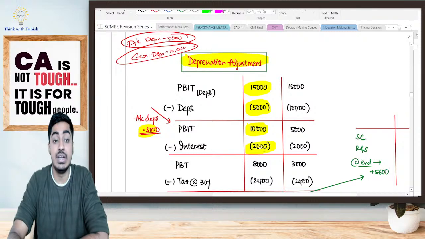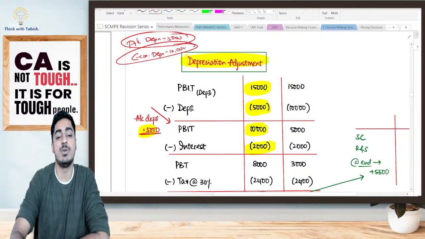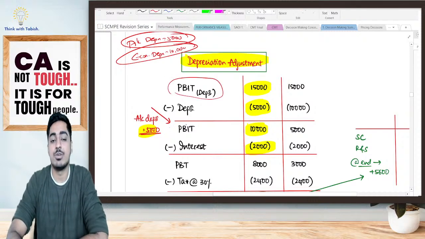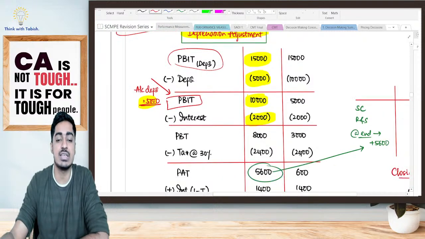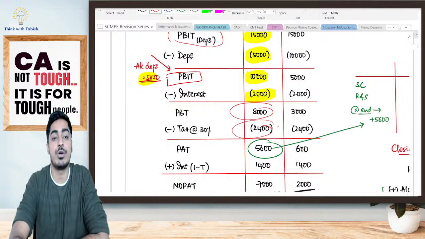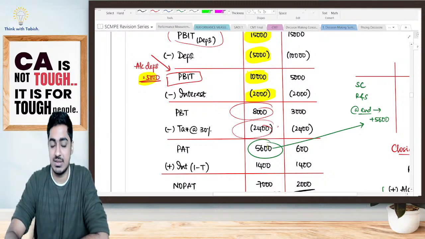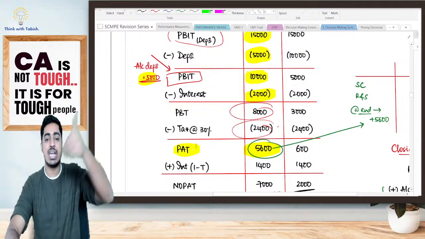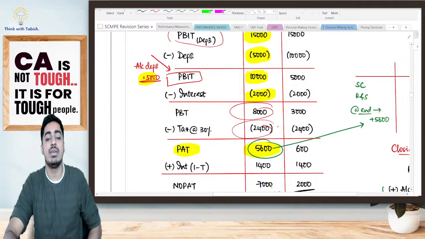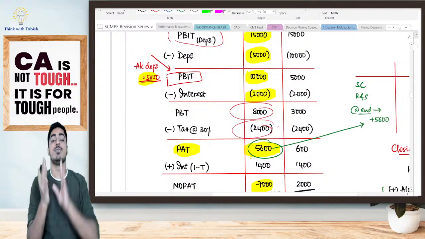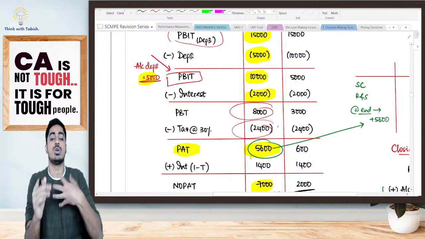On that I will be paying my interest. From here I will reduce my interest, I'll get my profit before tax. I will reduce my tax amount. I will be getting my profit after tax of 5,600. Now I want my NOPAT. It is my profit after tax, I will add my interest times 1 minus tax. I'll be getting my NOPAT as 7,000. Is it clear, everyone? Now ideally what we are doing in the books, what is my profit, students?